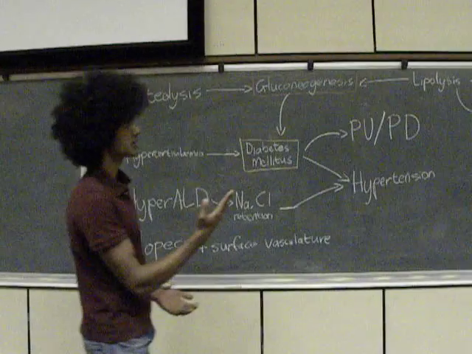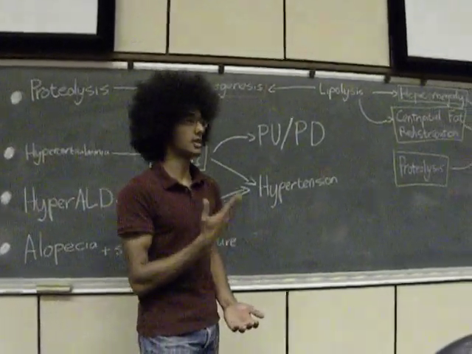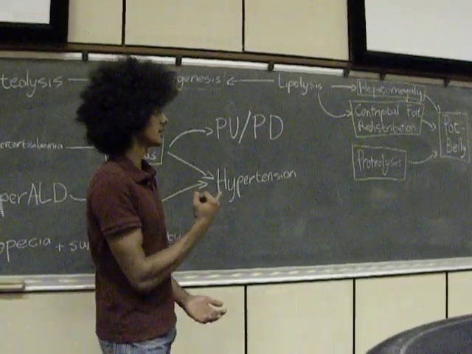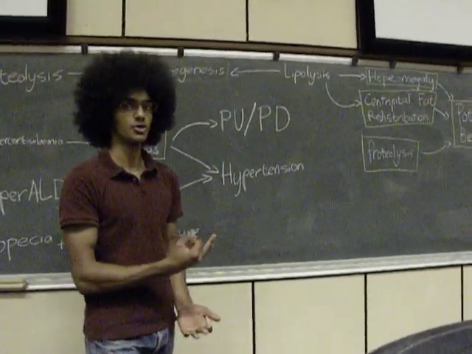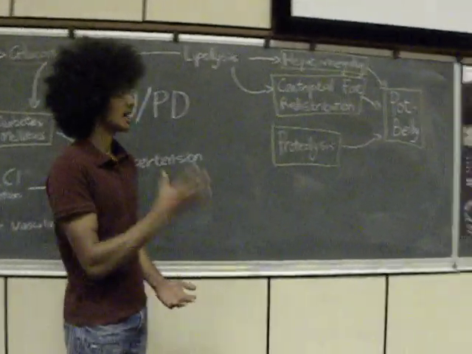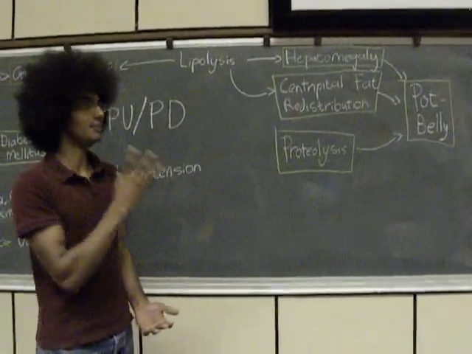When you have lipolysis, it's breakdown of your fat stores, and the result of that is you're going to have hepatomegaly because of all the fats going to the liver, and you're going to have centripetal fat redistribution. This is where you have fat going from the rest of the body and accumulating in the abdomen, right?